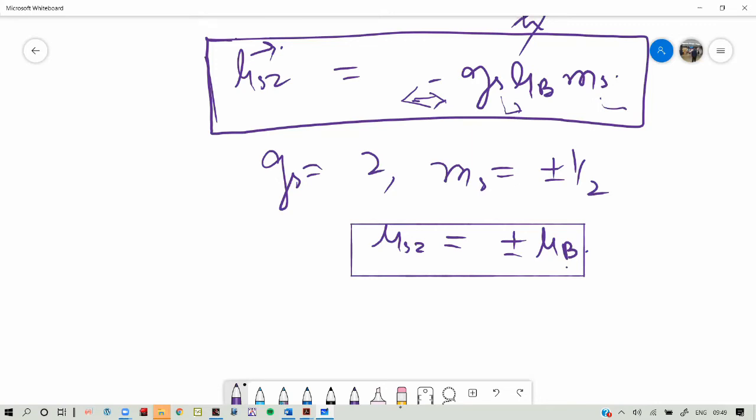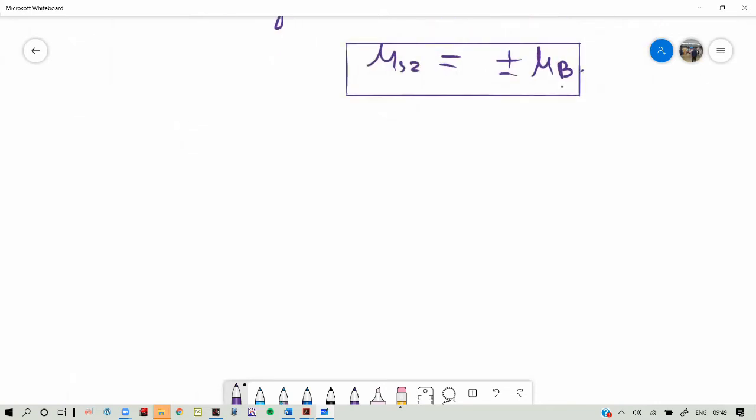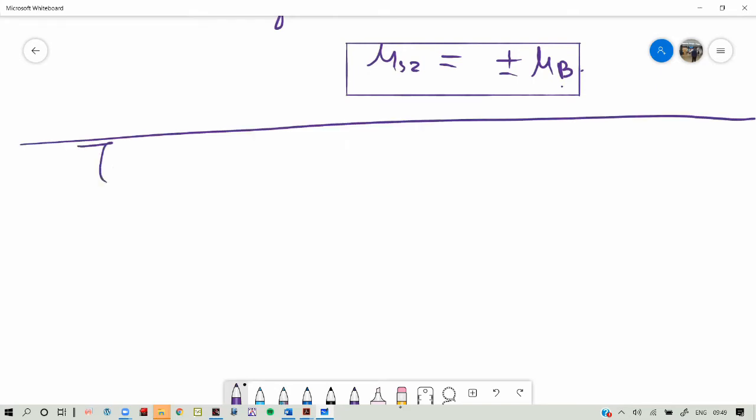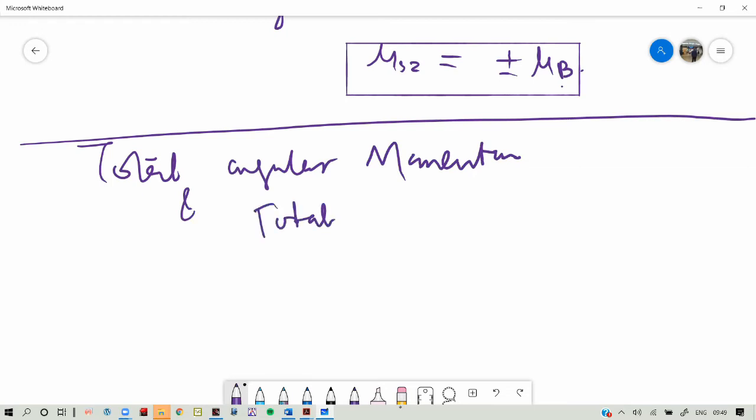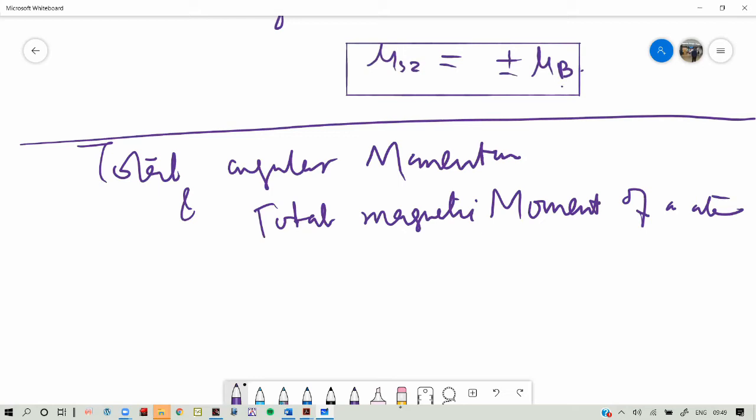Now before that, what will be the total angular momentum, and hence the total magnetic moment, of an atom. When I talk of an atom, I am leaving out the nucleus. I'm not talking about the nucleus. I'm only talking about the electrons. Because in the atomic physics part, we will only deal with the atoms and electrons, not with the nucleus.